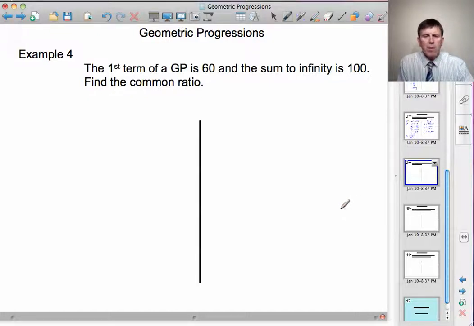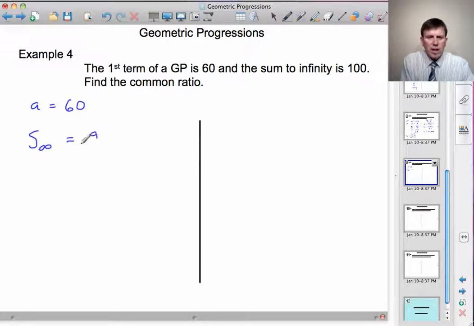Example 4. The first term of a GP is 60 and the sum to infinity is 100. Find the common ratio. Let's write down what we know. A is equal to 60. S infinity, the sum to infinity, which is A over 1 minus R, we're told that that is 100. So once I substitute 60 in for A, the only unknown will be R. So the implication is that 60 over 1 minus R is equal to 100.